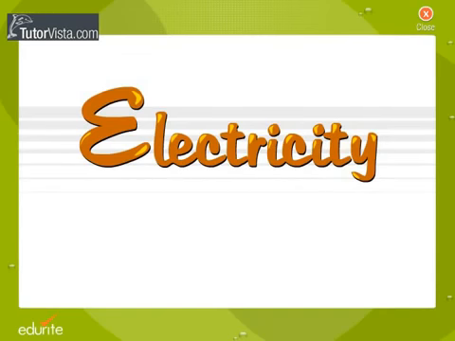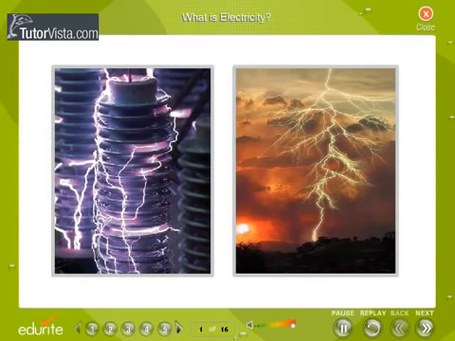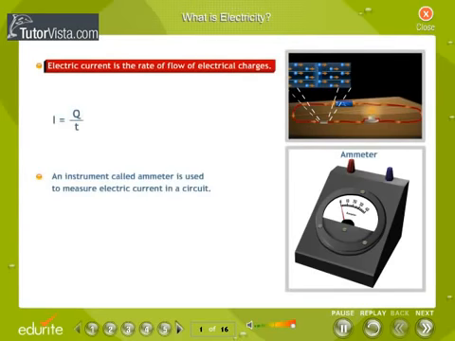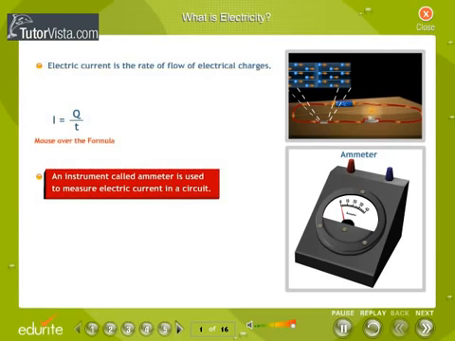Electricity. What is electricity? Electricity is a basic part of nature, and it is one of our most widely used forms of energy. Electric current is the rate of flow of electrical charges. That is, I equal to Q by T, where I is the electric current, Q the electric charge, and T is the time taken. An instrument called ammeter is used to measure electric current in a circuit.